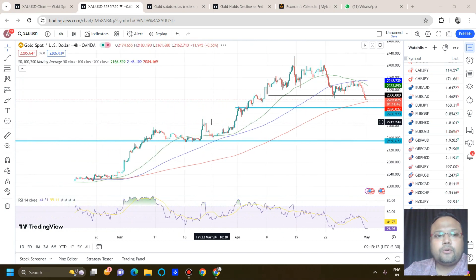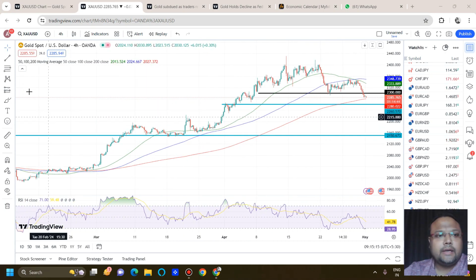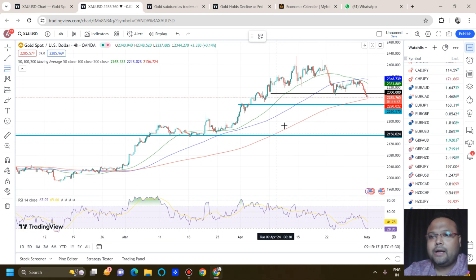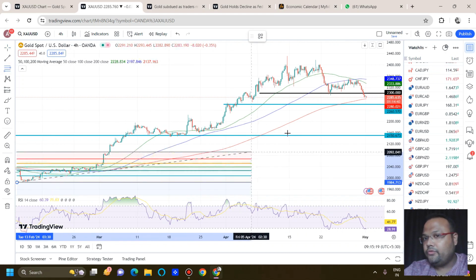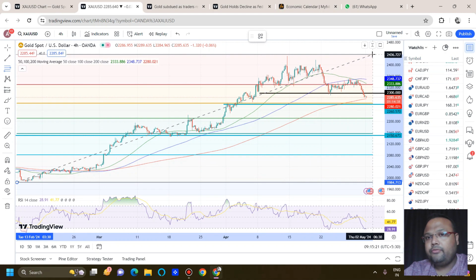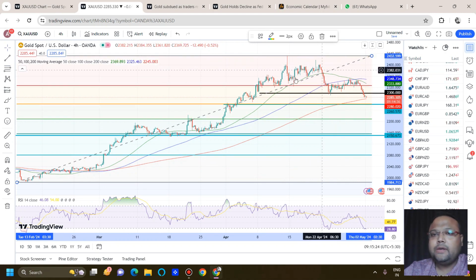My dear friends, this is the 4 hour chart of gold in front of us, and here we can see that right now the market is almost standing at the 200 moving average. If we draw FIBO here, we can see that previously when the market came to FIBO 0.236, the market showed a good bounce.